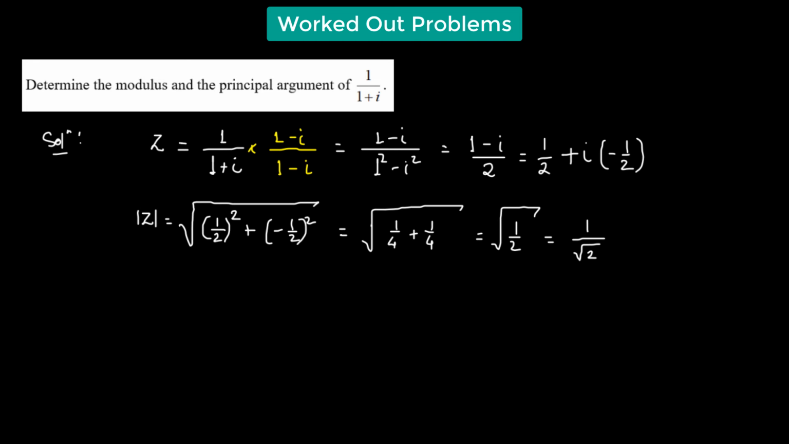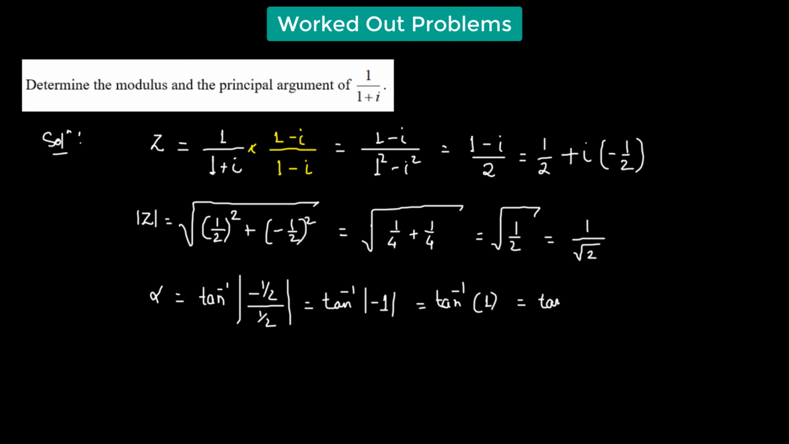Now we'll find out the acute angle alpha, which is equal to tangent inverse of the imaginary part, which is negative half, divided by the real part, which is positive half. So that gives us tangent inverse of -1, which is equal to the tangent inverse of simply 1. Now 1, we know that the tangent of pi by 4 is 1, so we're replacing 1 by tangent of pi by 4, so that the alpha value becomes equal to pi over 4.